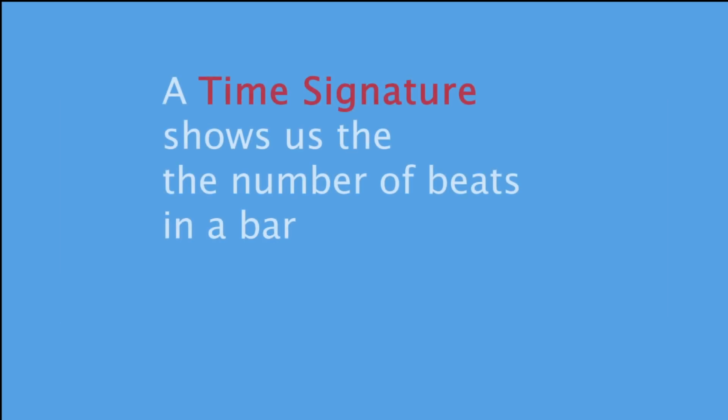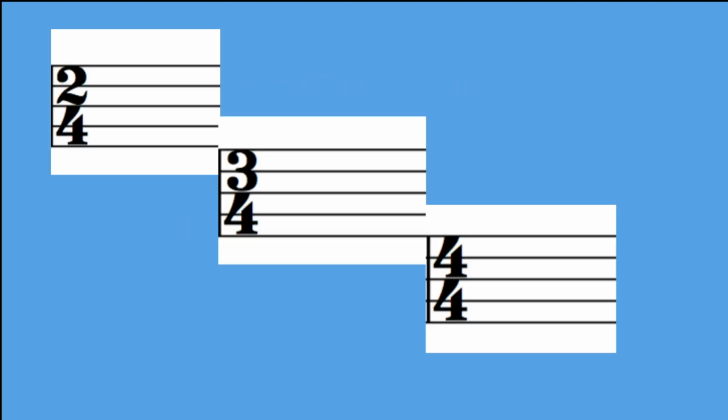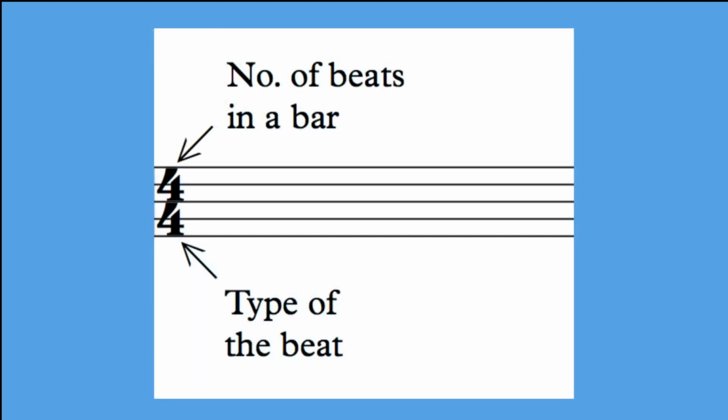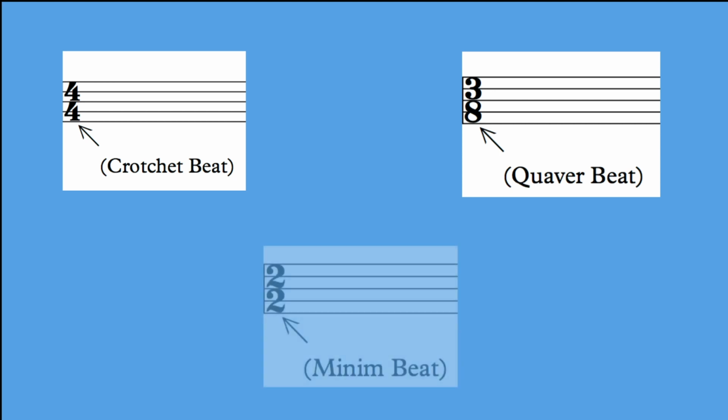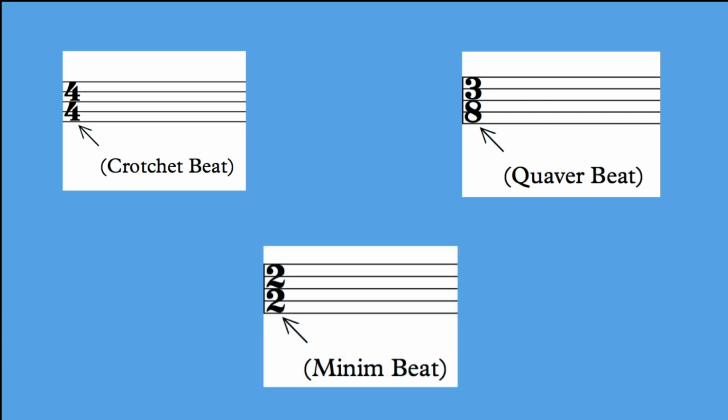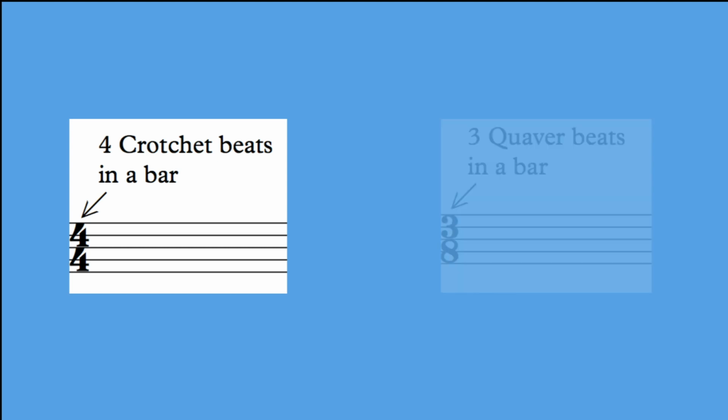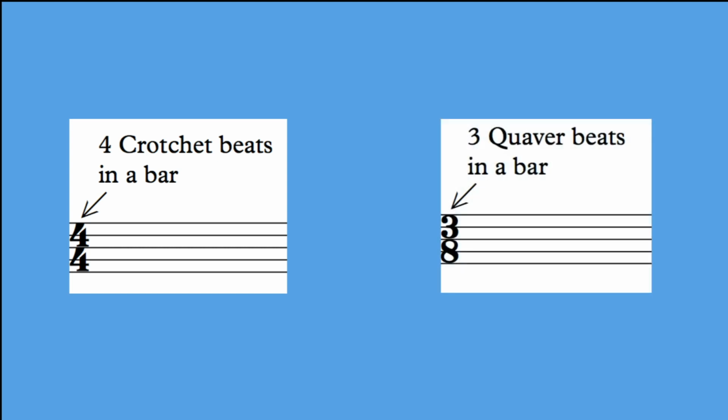When we write music, we have what we call a time signature at the beginning, and here are a few examples. The top number shows us the number of beats in a bar, and the bottom number shows us the type of the beat. A 4 at the bottom represents a crotchet or a quarter note, and an 8 at the bottom represents a quaver or an eighth note. Likewise, a 2 at the bottom represents a minim or a half note. Therefore, a 4/4 time signature would basically mean 4 crotchet beats in a bar, and a 3/8 time signature would be 3 quaver beats in a bar.